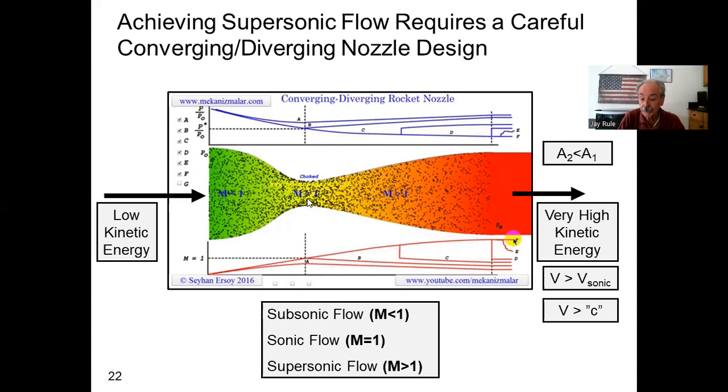And then with proper design, as the flow continues to expand, we get supersonic flow in the diverging section of this nozzle. So this is an example of what you can learn in a next level thermodynamics, fluid mechanics course called Fluid Dynamics. So the objective, we start with low kinetic energy, let's say where we light off the fuel and oxidant, but we want to transform that into very high kinetic energy to provide thrust for the rocket.